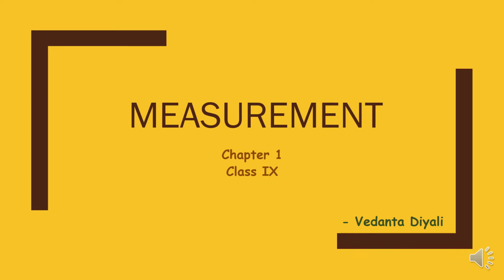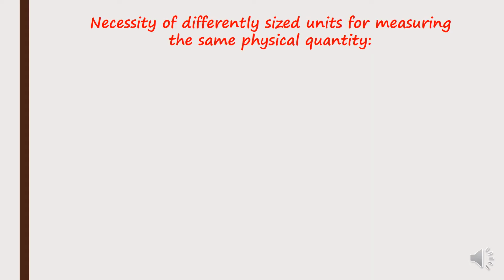Today we are going to discuss the necessity of differently sized units for measuring the same physical quantity. Okay, so what is the necessity? Why do we need differently sized units for measuring the same physical quantity? Let us consider length for now. To measure length, we discussed that there was a standard unit which is called a meter. All right, so now let us see.